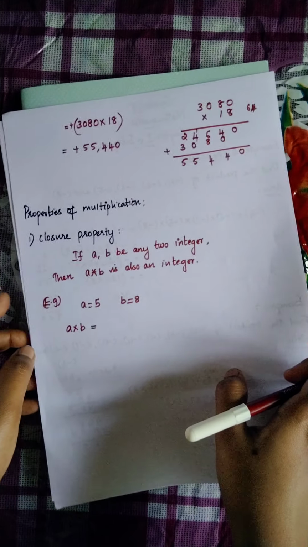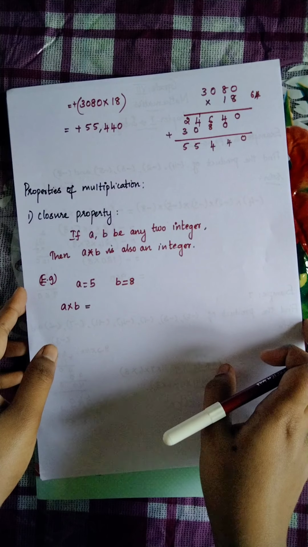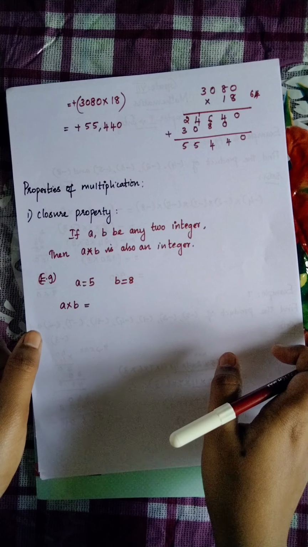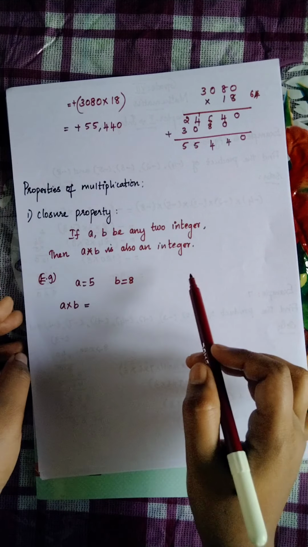What is the closure property for addition? a plus b is also an integer. What is the closure property for subtraction? a minus b is also an integer. For multiplication, a into b is also an integer.